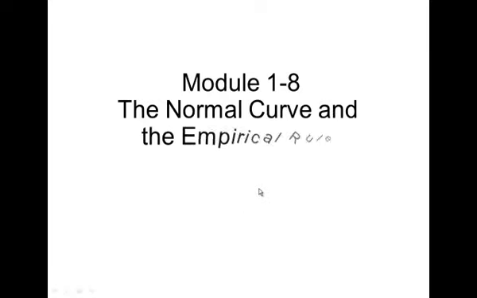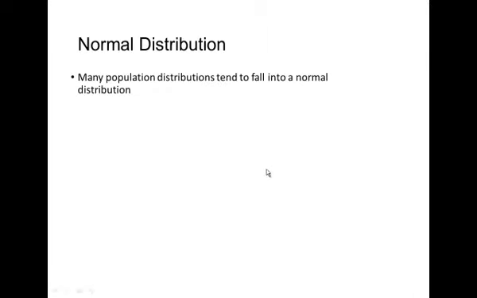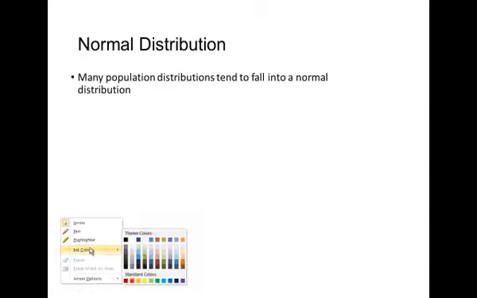Today we're going to talk about the normal curve and the empirical rule. All right, so what is the normal distribution? Many populations of quantitative data seem to fall in what's called a normal or bell-shaped distribution. The bell-shaped curve is exactly what you probably would guess that it looks like.